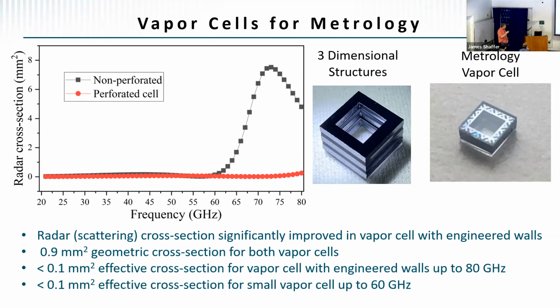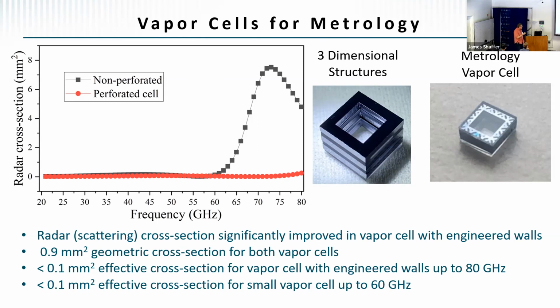So what I've done here is I plot the radar cross section of the perforated cell and the non-perforated cell. So this is one with solid walls and this one is without. And what you can see here is for this vapor cell, the cross section was about 0.9 millimeters squared. So it's somewhere around here. And you can see that both cells perform fairly well, maybe up to about 55 gigahertz.